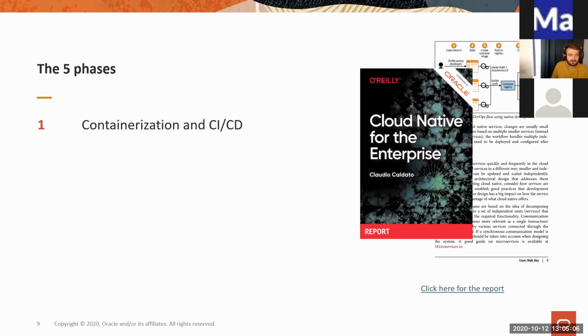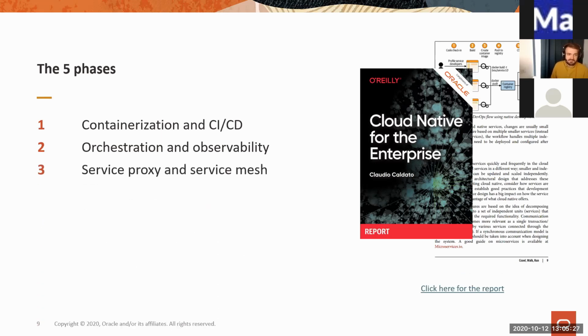So again, phase number 1, put your application inside the container and implement the CI/CD pipeline in order to do it in a smart way, right? Second stage, orchestration and observability. I have my applications in containers, how am I going to run them in production, how am I going to make sure that everything runs smoothly, and how am I going to monitor this? This is the second stage.